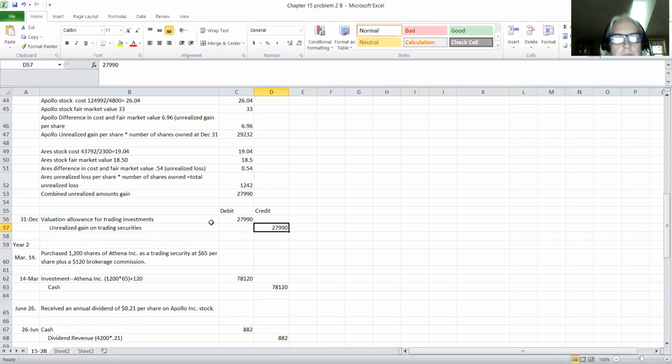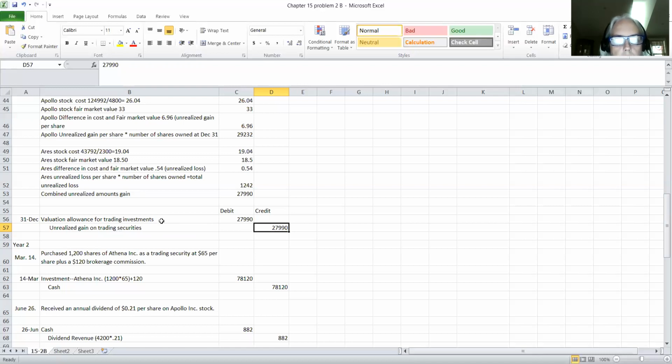So something that they didn't ask you to do, but something I would like to talk to you about here, was at the end of the first year, we would prepare our financial statements. If there's an unrealized gain on trading securities, it is considered to be other revenue or other income on the income statement. So this unrealized gain would show up on our income statement for year one at $27,990.